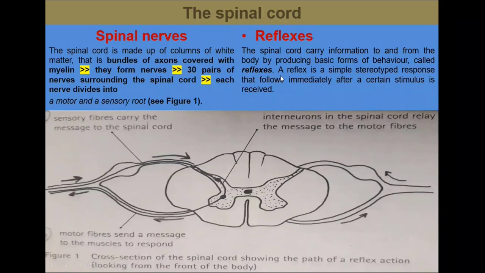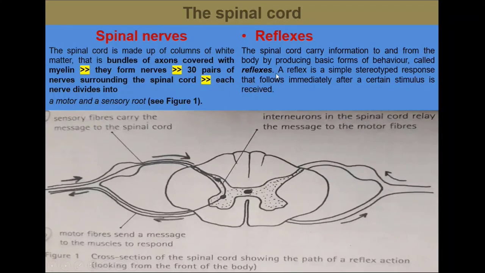Suddenly you smile, internally or externally, you blush. A reflex is something beyond our control. They say a reflex is a simple stereotyped response that follows immediately after a certain stimulus has been received. You get your first kiss from a loved one, you get excited.